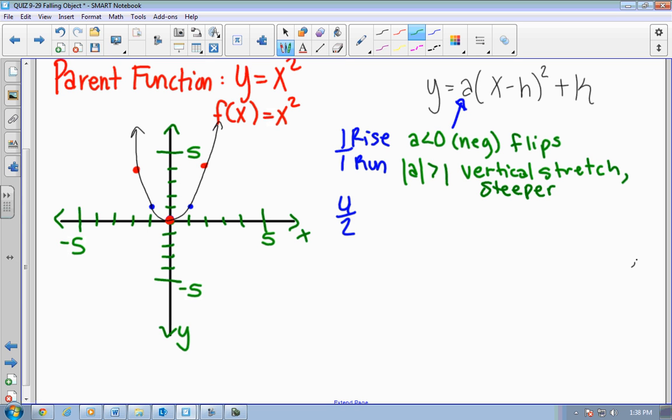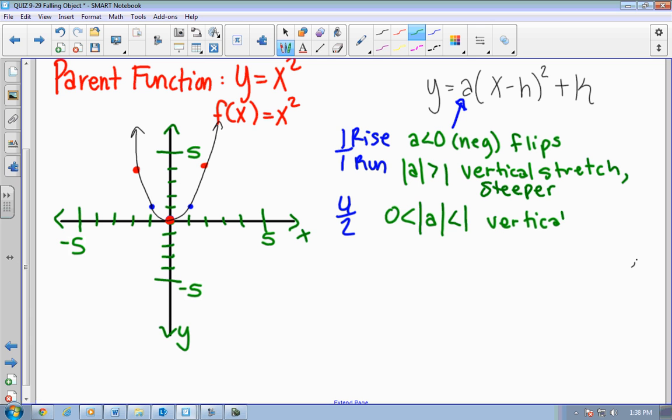One more. If A is a fraction, I'm going to say 0 is less than the absolute value of A, less than 1. A is a fraction like 1/2, because it behaves like slope, kind of. You go up 1, over 2, up 1, over 2, up 1, over 2. You're actually getting wider. So what happens? It's a vertical compression, because when you compress something, it oozes out the sides.